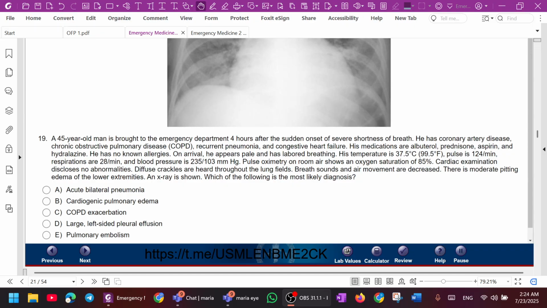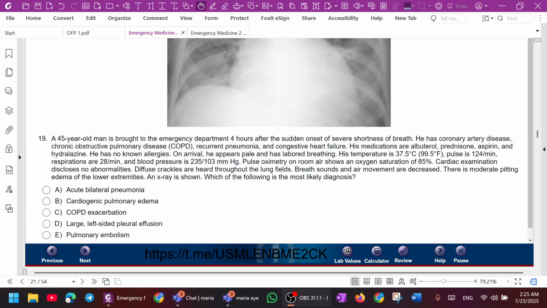A 45-year-old man is brought to the emergency department 4 hours after sudden onset of severe shortness of breath. He has coronary artery disease, chronic obstructive pulmonary disease, recurrent pneumonia, and congestive heart failure. His medications are albuterol, prednisolone, and aspirin. On arrival, he appears pale.